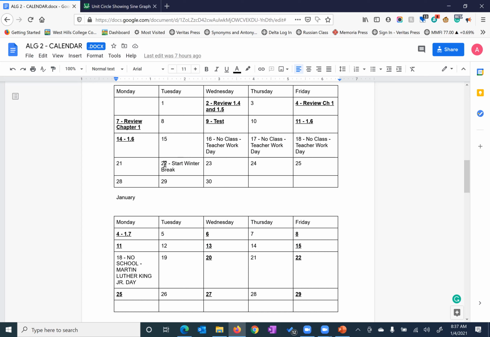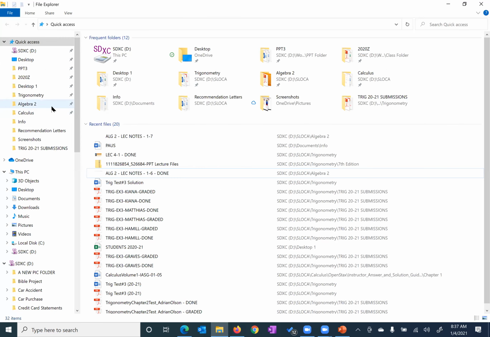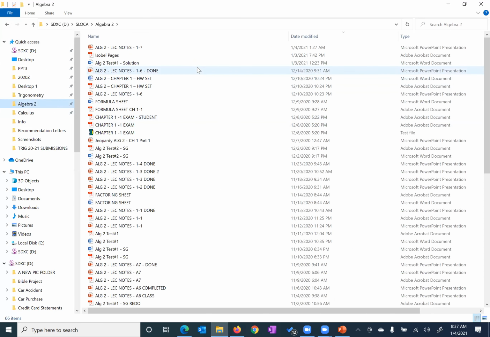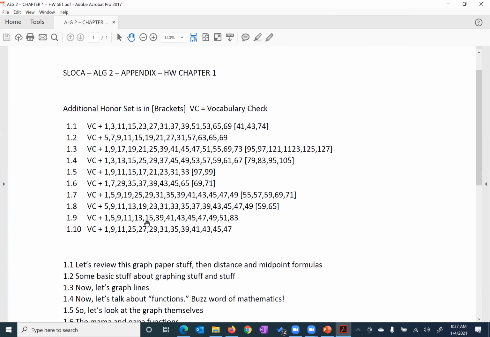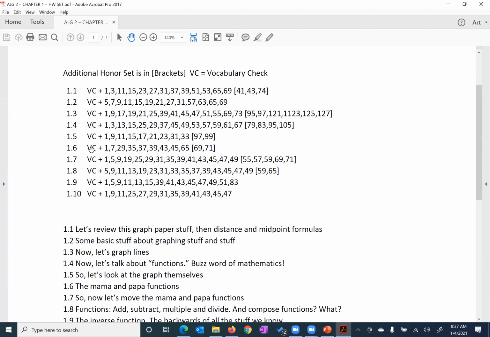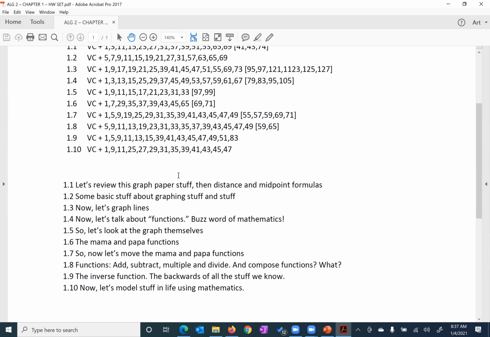I sent a homework sheet for chapter 1. It should look like this right here. It goes all the way through 1.10. And then this is vocabulary concepts, and we go from there. The study guide was for the test itself, though, right? Yeah, I sent it out as well.